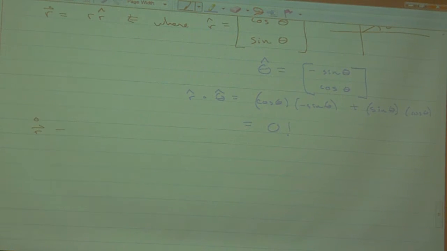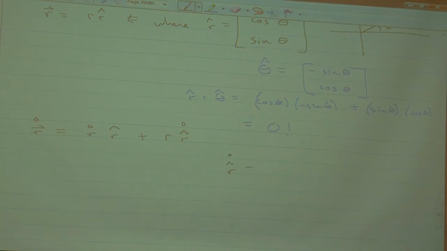Now, r vector dot is r dot r hat plus r r hat dot. Because our object may not be going in a circle. So if you're moving along, and you're going to take the time derivative of your position vector, you got to treat r hat like a product, so you use the product rule. Everybody happy?